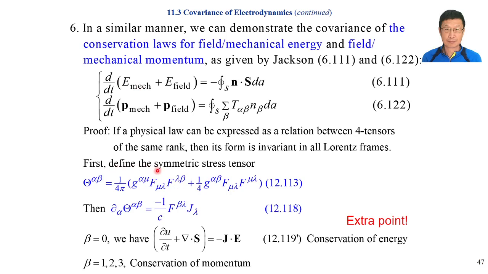First, let's define the symmetric stress tensor. Theta, superscript alpha, beta, equals 1 over 4 pi, g is the metric tensor, F alpha mu, F mu lambda, F lambda beta. So that's the first terms. Second terms, 1 over 4 g alpha beta F mu lambda, F subscript mu lambda superscript, from the equation in chapter 12.